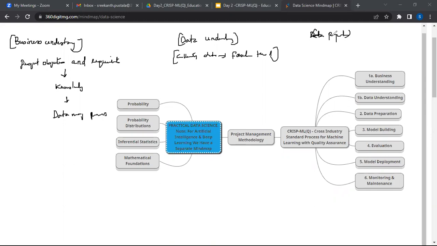And when it comes to the evaluation phase, we are going to thoroughly evaluate the model and review the steps executed to construct the model, to be certain it properly achieves the business objectives or not. So we determine if there is some important business issue that has not been sufficiently considered. At the end of this phase, a decision on the use of the data mining results is reached.